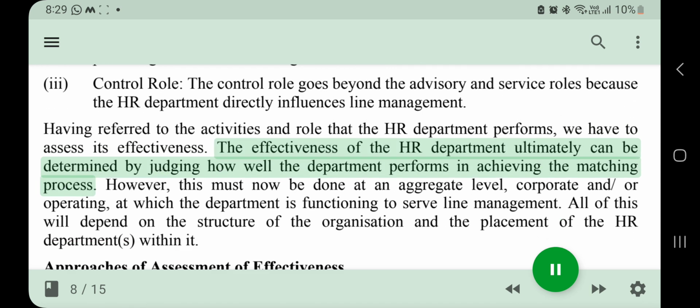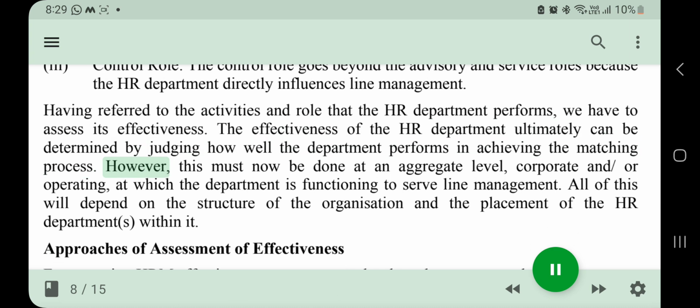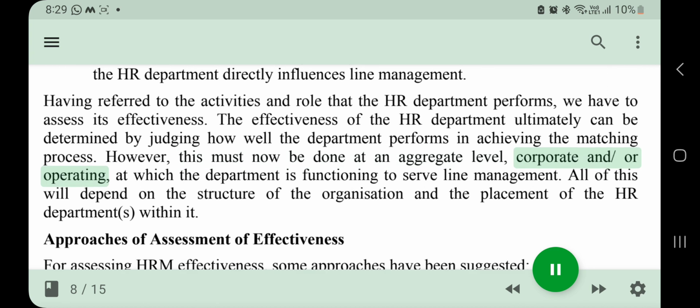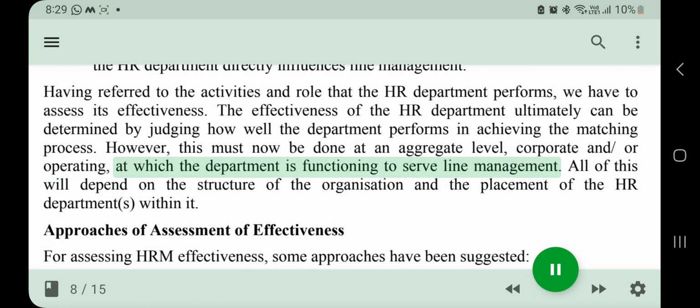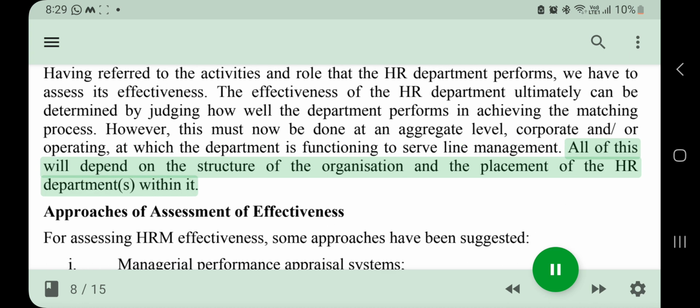Having referred to the activities and roles that the HR department performs, we have to assess its effectiveness. The effectiveness of the HR department ultimately can be determined by judging how well the department performs in achieving the matching process. However, this must now be done at an aggregate level, corporate and/or operating, at which the department is functioning to serve line management. All of this will depend on the structure of the organization and the placement of the HR departments within it.